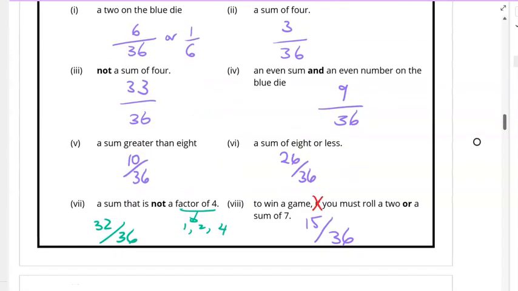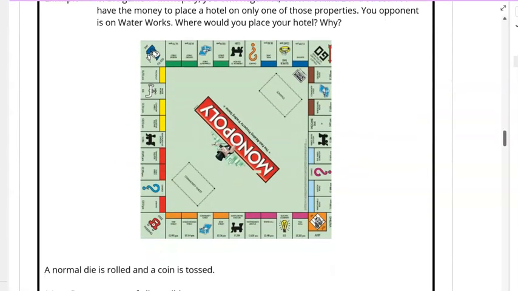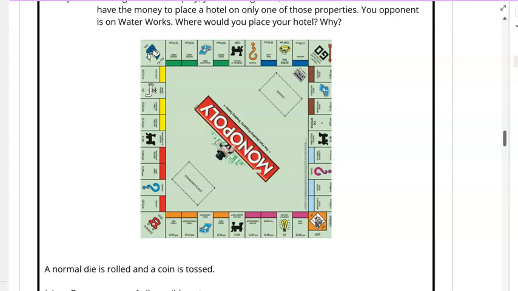So that's two-stage events. How do we use the 2-die roll in a strategic game? Monopoly is one of them. So here we have a scenario.